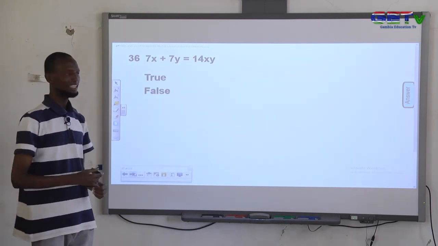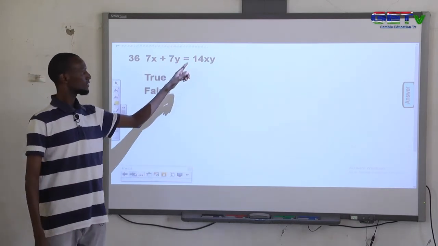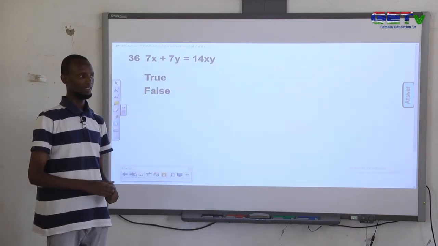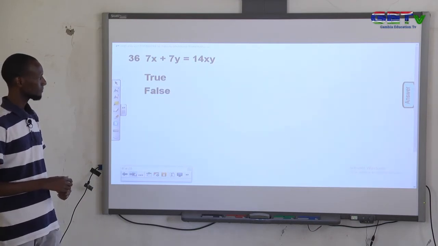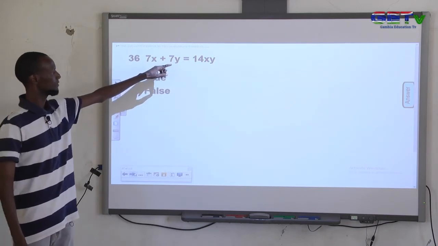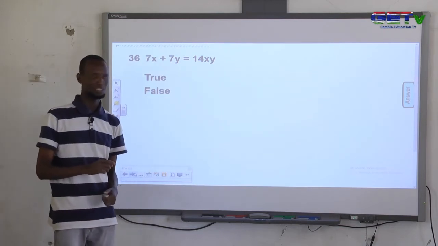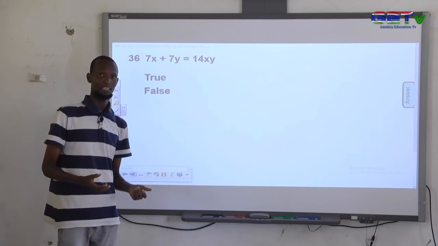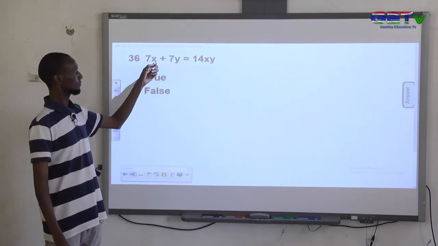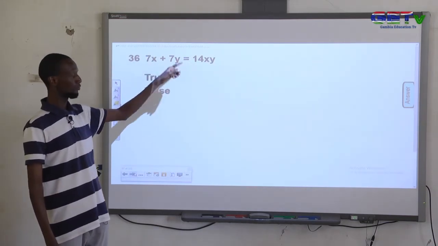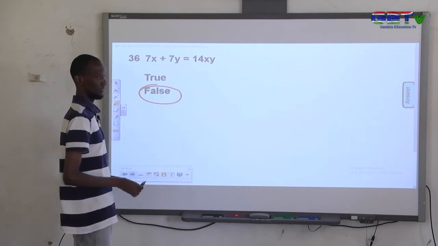How about that? 7x plus 7y being equal to 14xy. Now, is that a true statement or a false statement? Now, first question is 7x and 7y, are they like terms? Clearly, they are not like terms because they contain different variables. And what did we say? If terms are not like, you can't add them. So therefore, 7x plus 7y can never lead you to 14xy. So this is a false statement. It's not correct. You cannot add those two.